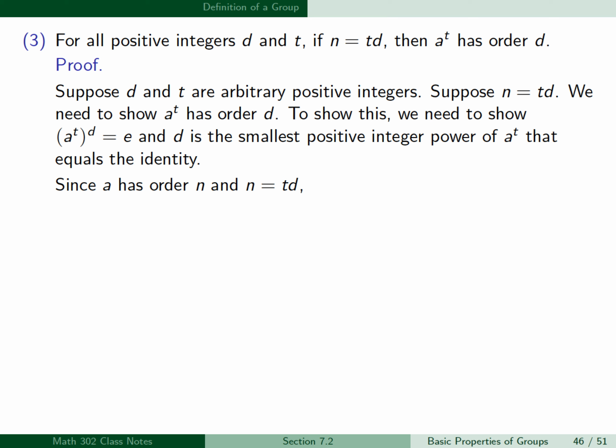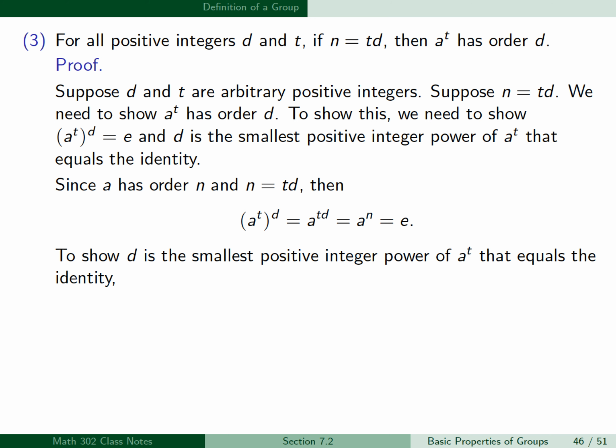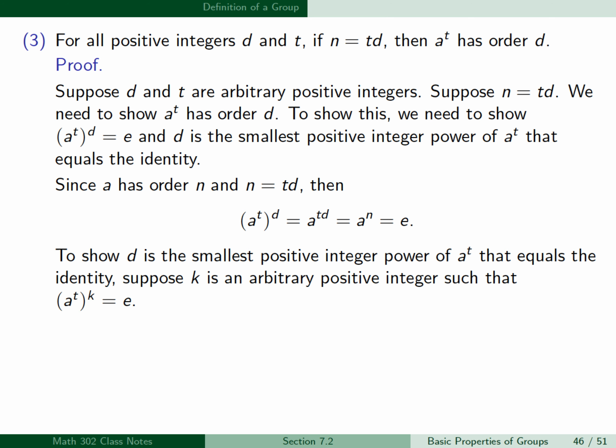Now since a has order n, and n is equal to td, then a to the t to the d is a to the td, which is equal to a to the n, which is equal to the identity. So this is the first part of what we need to show. To show the second part, that d is the smallest positive integer power of a to the t that equals the identity, let's suppose that k is an arbitrary positive integer such that a to the t to the k power is equal to the identity.